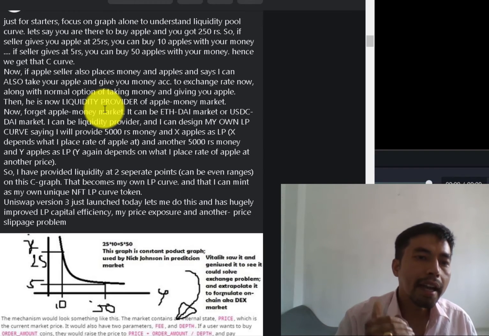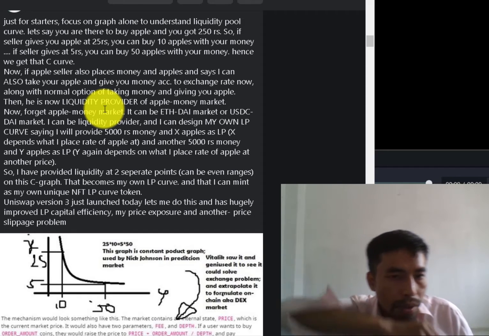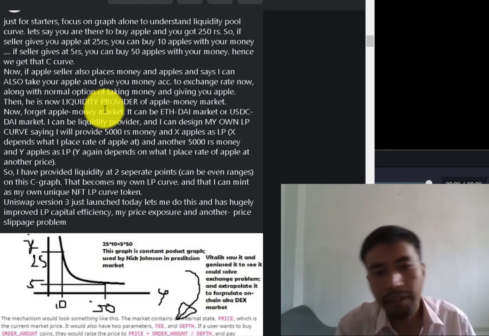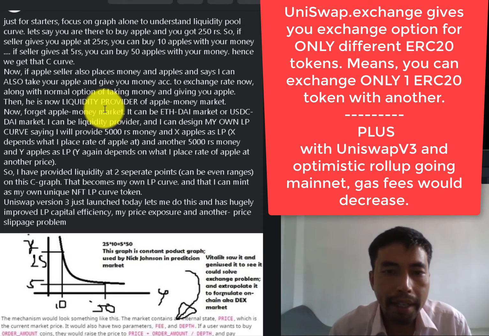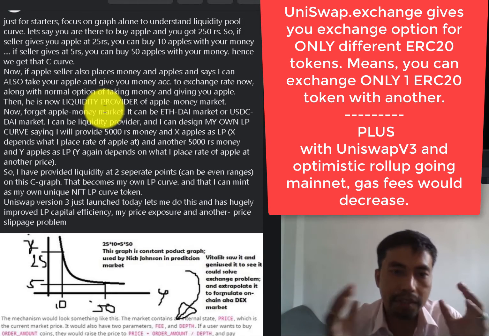Now extend that scenario to a more generic sense. Now forget the apple-money market. It can be any market like the Ethereum-DAI market or the USDC-DAI market, etc., etc.